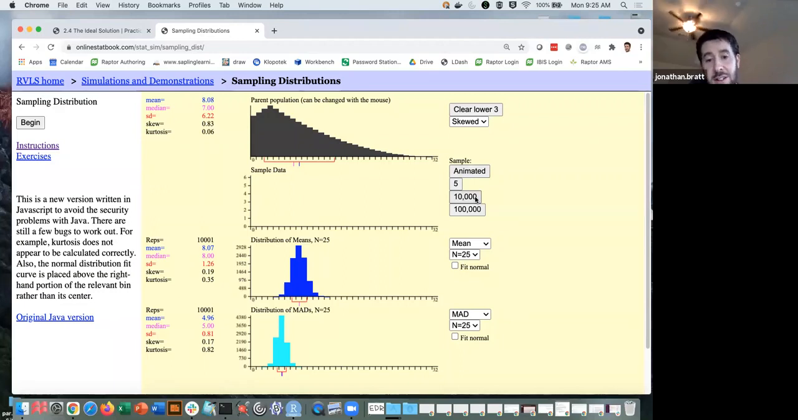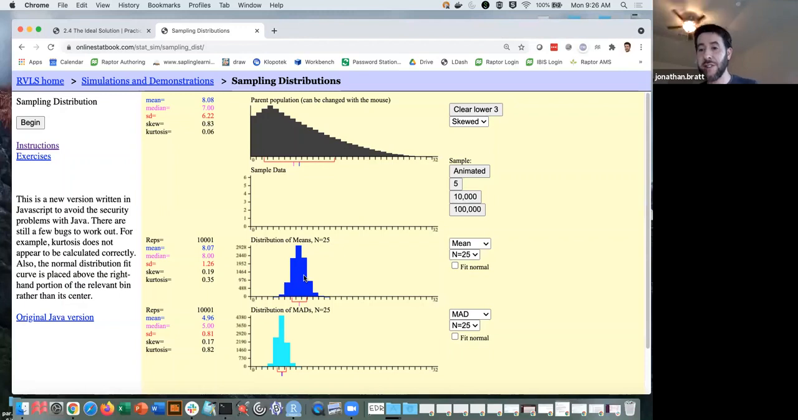And now I have a sense of, okay, if I do this experiment, where is the mean likely to fall? Well, I take the mean of the distribution of the means, and that's 8.07. Here you can see that's pretty close to the mean of the population. But what I really am trying to get at is, what's the spread of this?